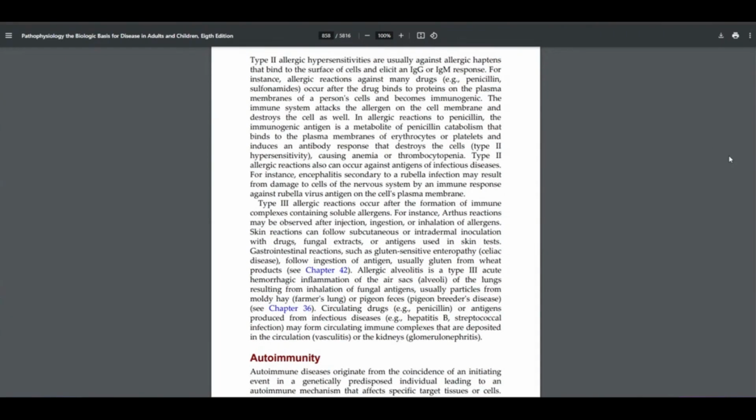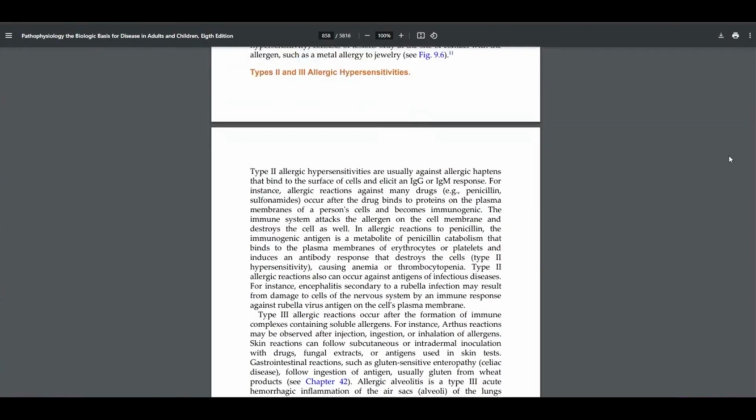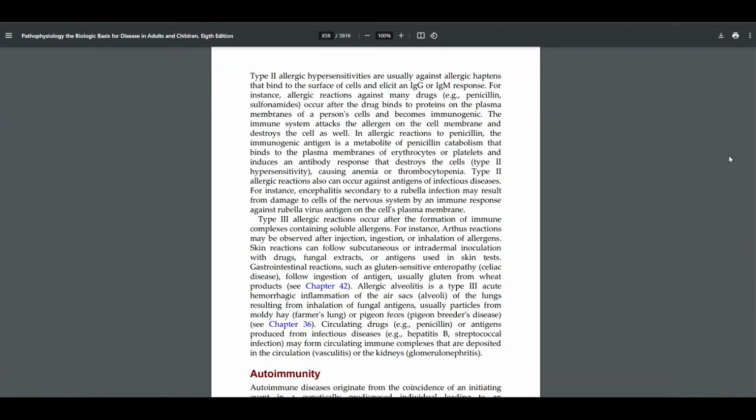Now we're jumping back to type 2 and type 3 allergic hypersensitivities. Type 2 allergic hypersensitivities are usually against allergic haptens that bind to the surface of cells and elicit an IgG or IgM response. For instance, allergic reactions against many drugs, penicillins and sulfamides, occur after the drug binds to the proteins on the plasma membrane of the person's cell and becomes immunogenic. The immune system attacks the allergens on the cell membrane and destroys cells as well.